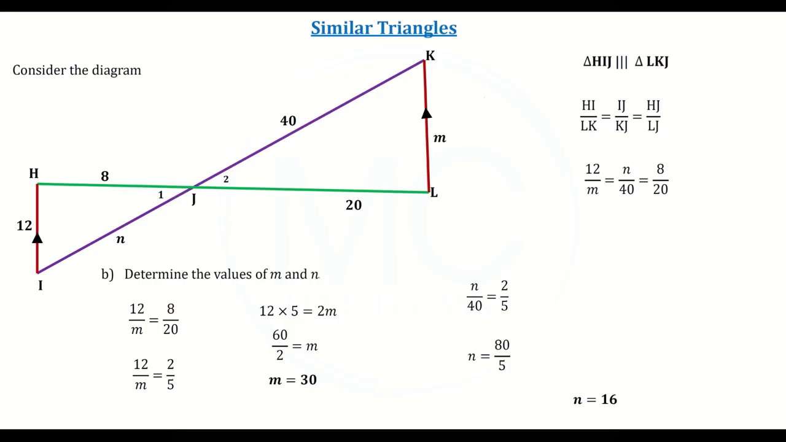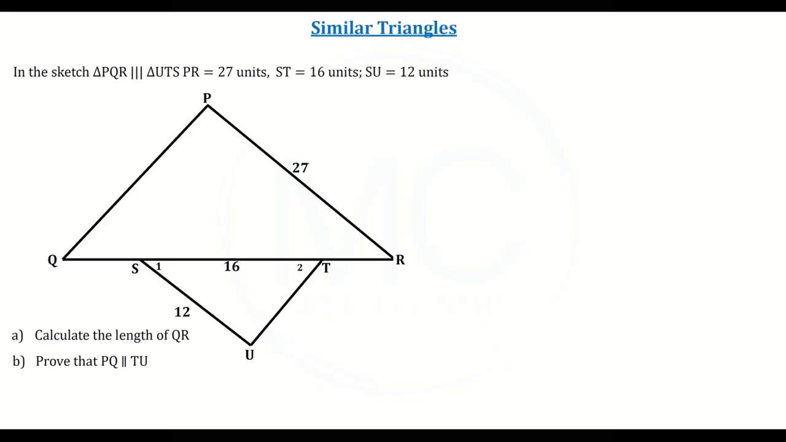Let's do another example. In the sketch, triangle PQR is similar to triangle UTS. PR is equal to 27 units, ST is equal to 16 units, and SU is equal to 12 units. A, calculate the length of QR, and B, prove that PQ is parallel to TU. Let's start with part A. Calculate the length of QR.